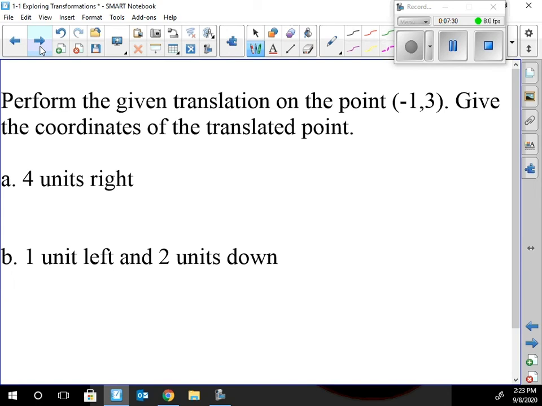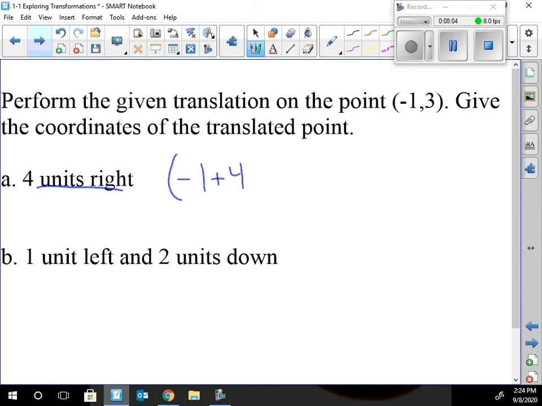Now we have this point, -1, 3. It's asking us to give the coordinates of the translated points. There's a couple different ways I can look at this. The first one is to see that it says 4 units to the right. Because it's moving to the right, I know that it's going to be a positive. So I'm going to take my x-coordinate, which is -1, and add 4 to it.